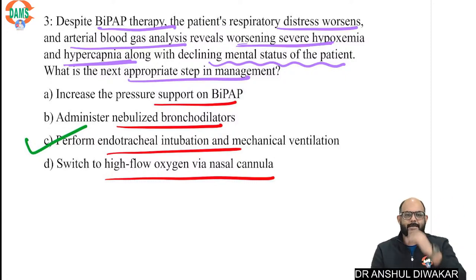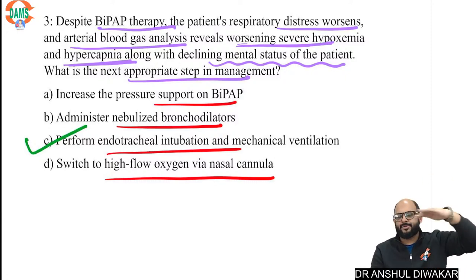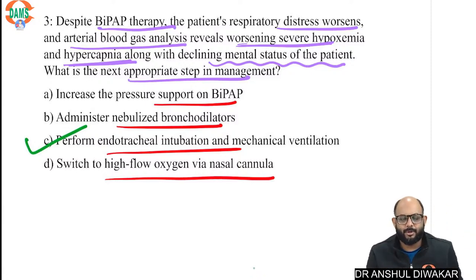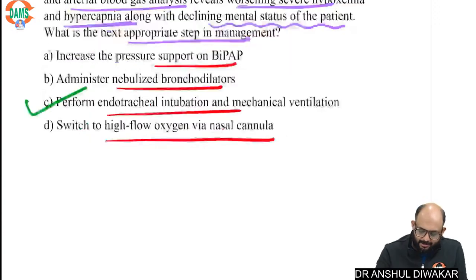So try to understand the chronology of symptoms. Initially, the patient just presents to you with high respiratory rate and little hypoxia and hypercapnia. You start oxygen therapy, start supportive treatment in the hope that the patient will improve. The patient doesn't improve, you put them on a BiPAP. Continue the treatment. The patient still declines. There's a declining mental function, severe hypoxemia, severe respiratory acidosis. Then you will intubate and mechanically ventilate the patient.